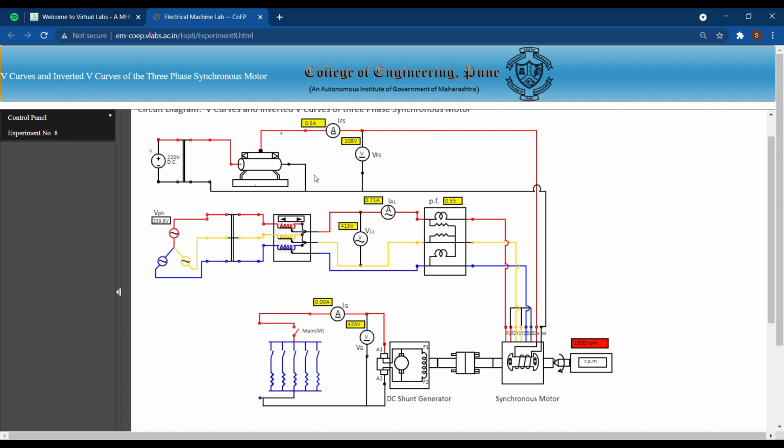Hence, if we plot the graph between field current and power factor, it will be an inverted V curve, while if we plot a graph between field current and line current, it will be a V curve. Note down the values of field current, line current and power factor. Take 10 to 15 readings to plot the V and inverted V curves.